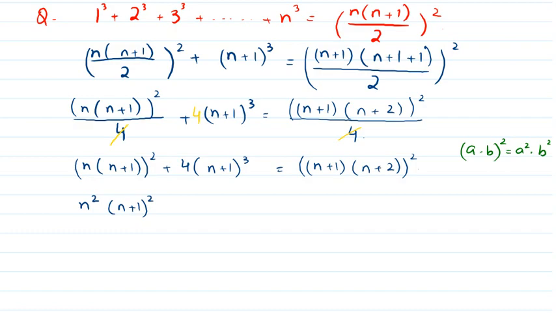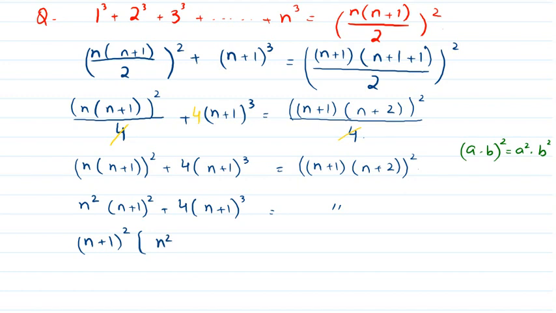Now plus 4 times n plus 1 cube, and prevailing the same thing that we have on the right hand side. Now taking n plus 1 whole square common, right? What I'm going to have, I'm going to have n square, right?